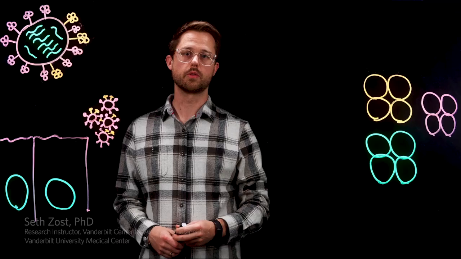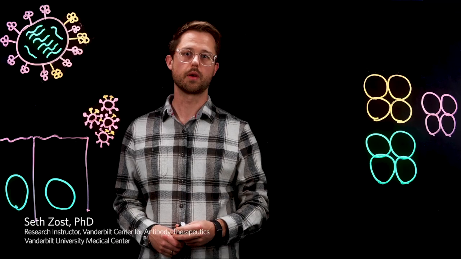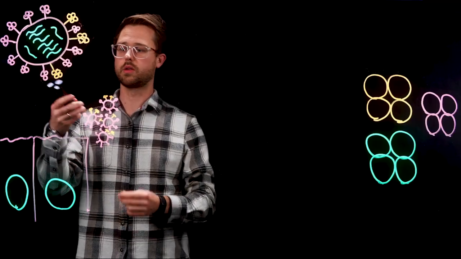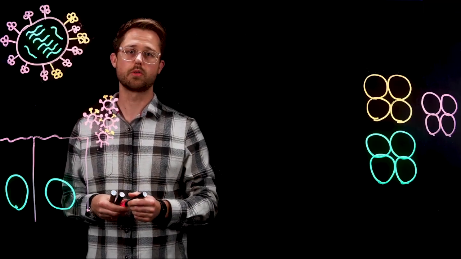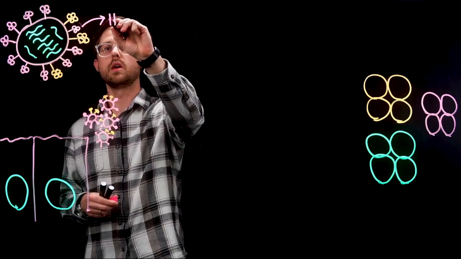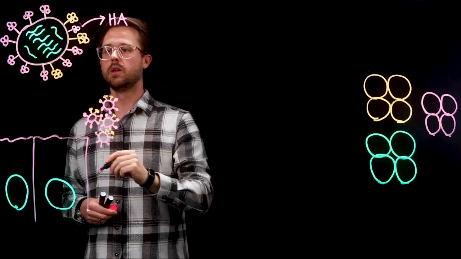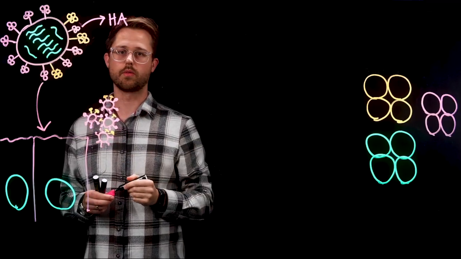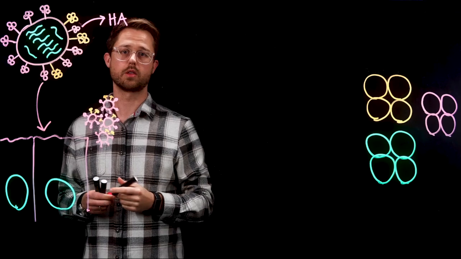I'm from Vanderbilt University Medical Center, and I'm here to tell you about our recent JCI paper. So this is an influenza virus. There are two major surface proteins on this virus. There's hemagglutinin, or HA, and this is the viral attachment factor. This is what mediates the interaction of this virus with sialic acid, which is on the surface of your cells.